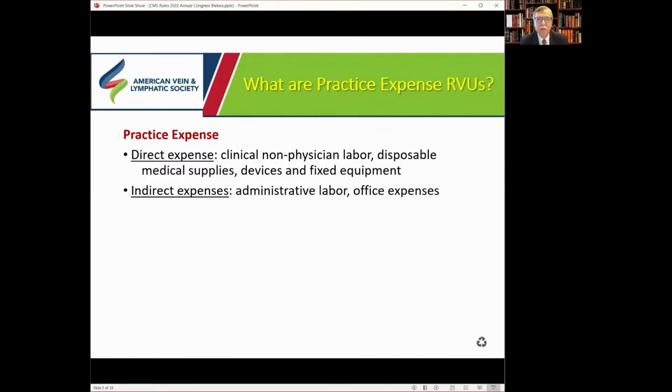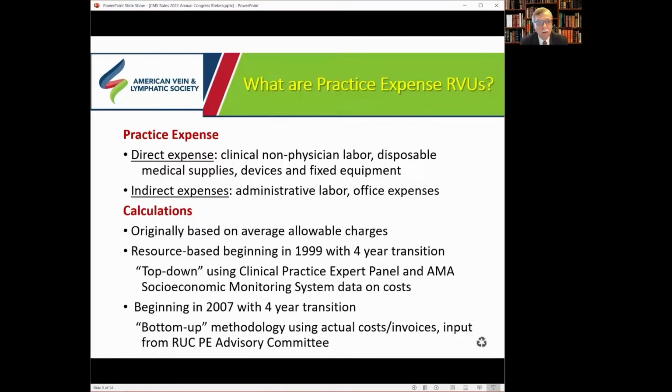So what is practice expense RVU anyway? Well, practice expense is divided into two components. The direct expense, which is the clinical and non-physician labor, nursing staff, disposable medical supplies, devices, and fixed equipment, and also indirect expenses, such as your secretarial administrative staff, rent for the office, other associated office expenses. As you can imagine, this could be complicated to try to figure out for the entire country.